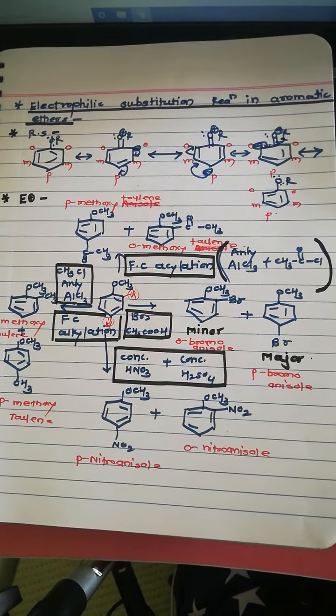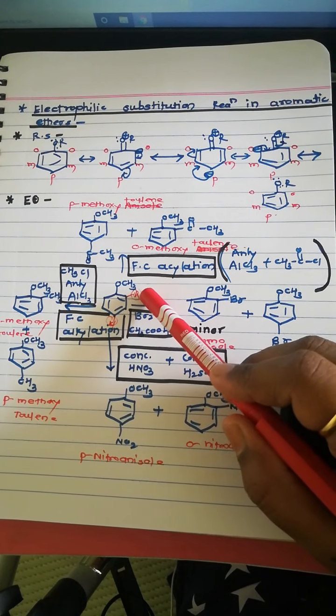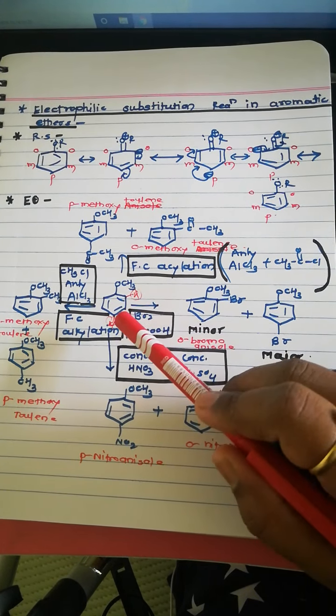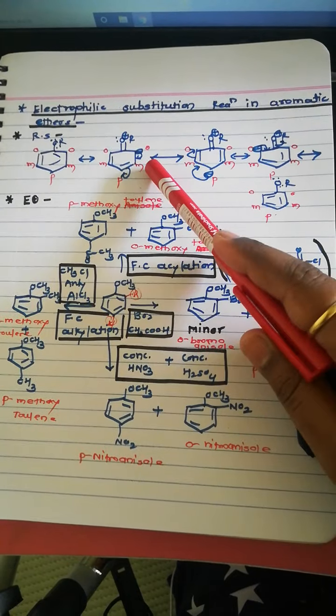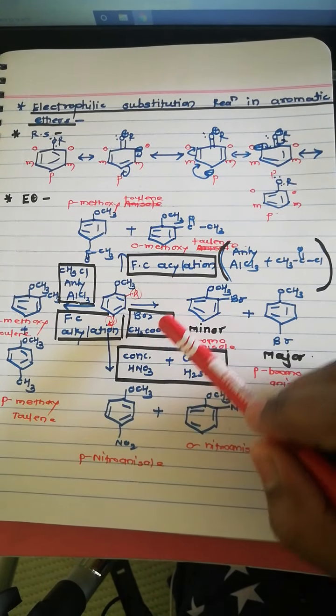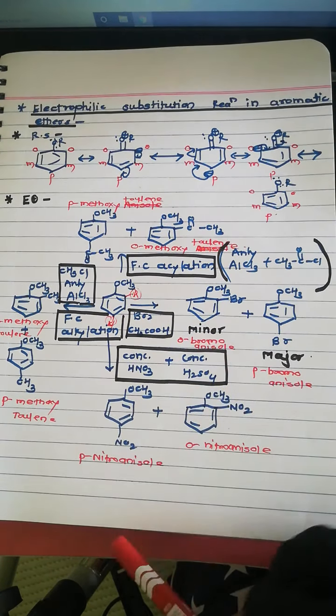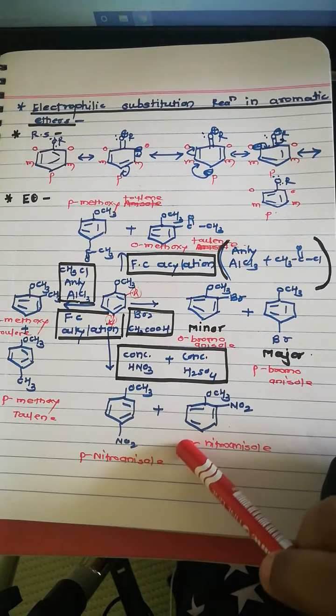Here the electrophile is Br plus. It adds to ortho and para. Why adds to ortho and para? Because ortho position and para position is electron rich and Br plus is electron deficient, therefore it adds to ortho and para position. Now we can see the nitration reaction.